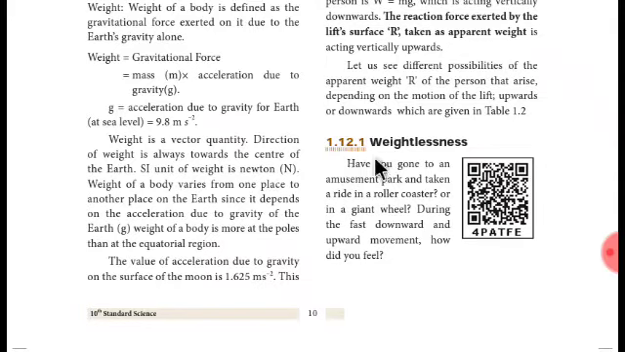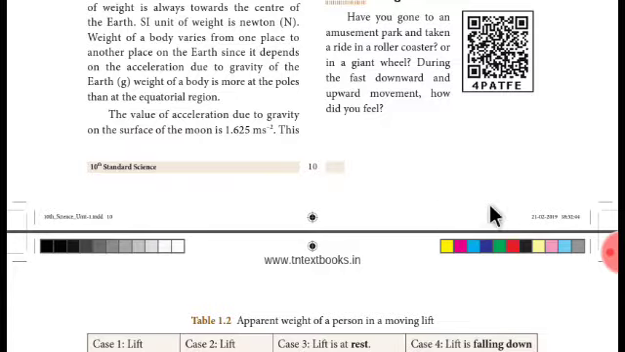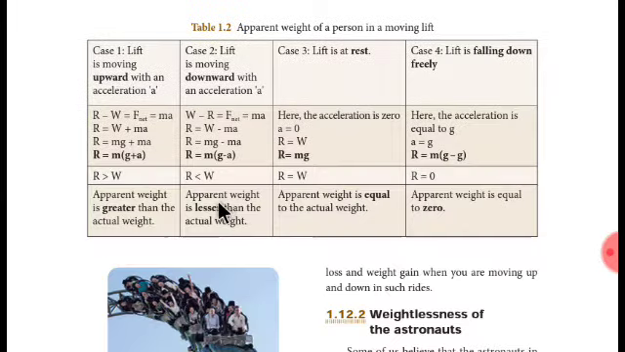First of all, let us read the lines. Have you gone to an amusement park and taken a ride in a roller coaster or a giant wheel? During the fast downward and upward movement, how did you feel? It's just a question. For example, in MGM there is the rainbow ride and also a blue roller coaster ride, which you can take as examples.